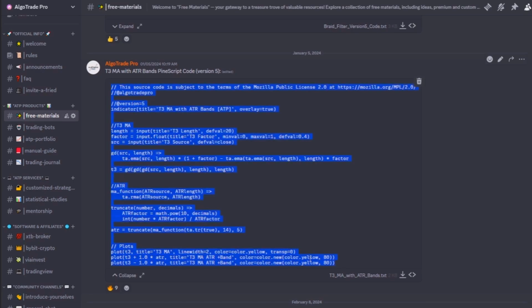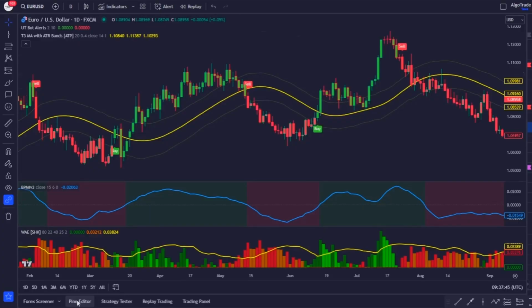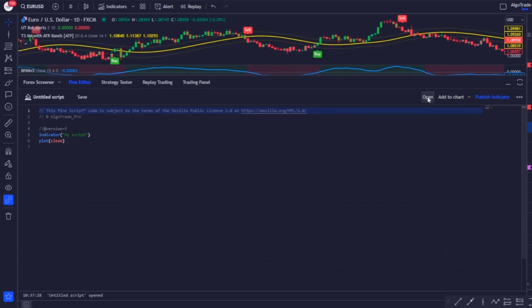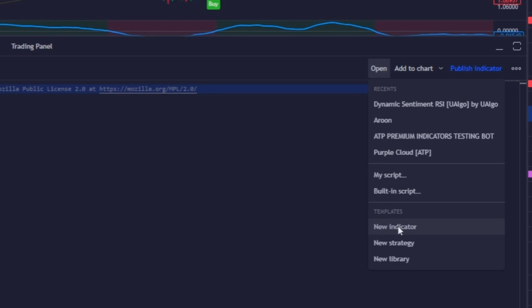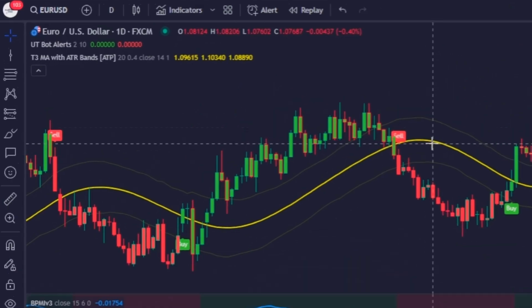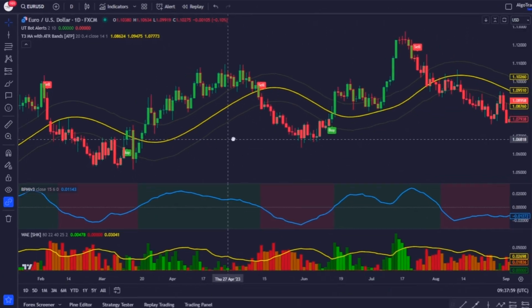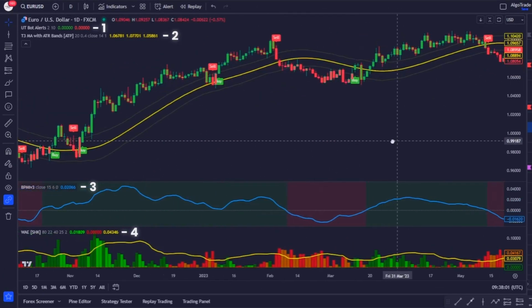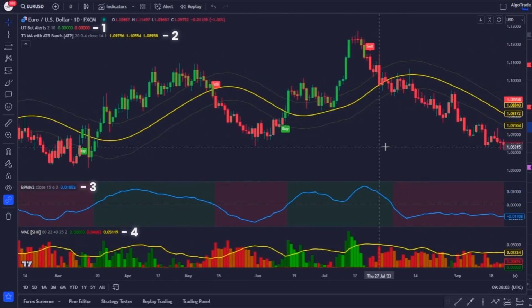Open up the note, copy the code, and then on TradingView, click on the Pine editor, then on Open, select New Indicator, paste the code and save it. Finally, click on the Add to Chart option and that's it. Now you have my T3MA on your charts. With these 4 indicators, we can already know when to enter in a valid trade.